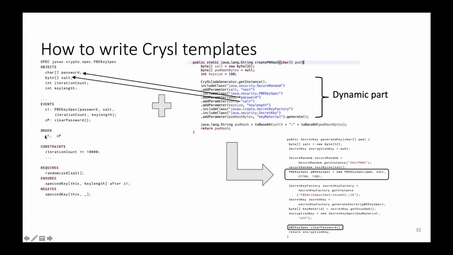But your order also mentioned that it needs to have a call to C1, and then it needs to have a call to clear password. So it will also generate a clear password later. Why has it generated it after the secret key factory is done? That is because of the ensures and the requires. You don't have to worry about them now.